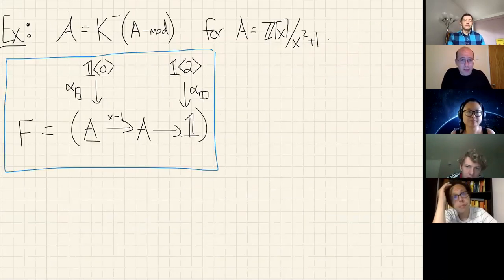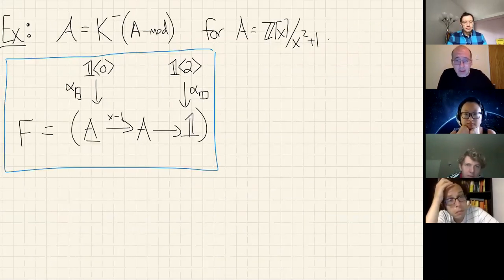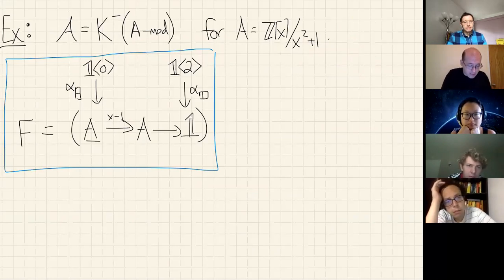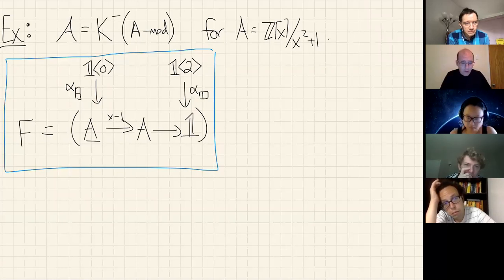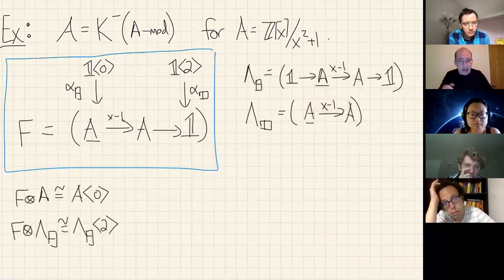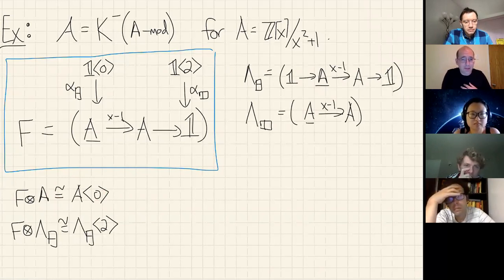I'm just going to remind you of the main example. If A is the group algebra of Z mod 2Z, then we can make this complex of A-modules, which is actually quasi-isomorphic to the trivial representation. We can let one of the eigenmaps be that quasi-isomorphism, and we can let the other eigenmap be the inclusion of the identity with this homological shift. It's not so hard to find eigenobjects for this. So F times A is isomorphic to a shift of A by zero. We did that computation last time.